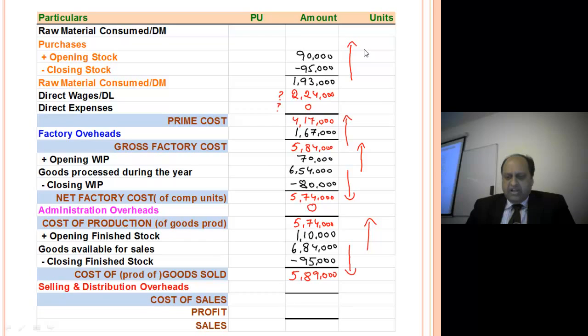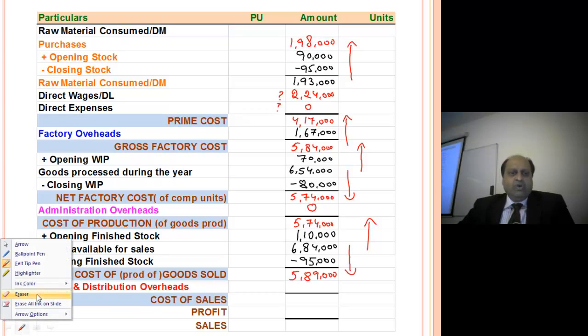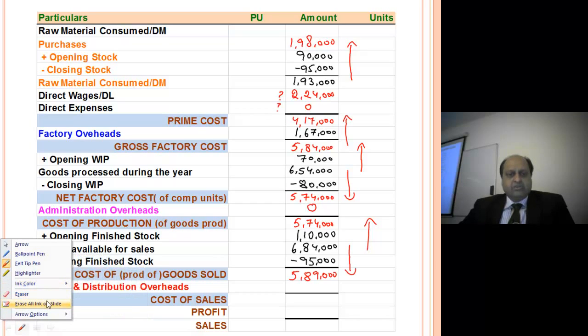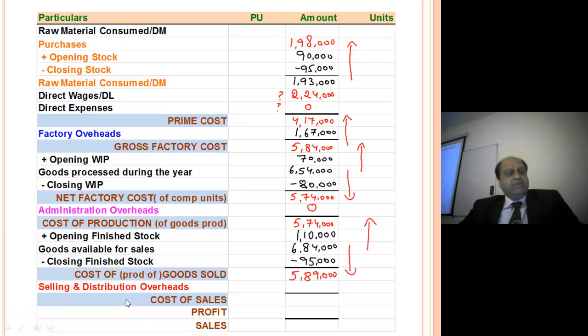To the figure of 193, I will add 95 and deduct 90,000 to obtain the figure which is 1,98,000. Now let me see what all is being asked in the question. Let me just verify. I'll change the color of my pen.